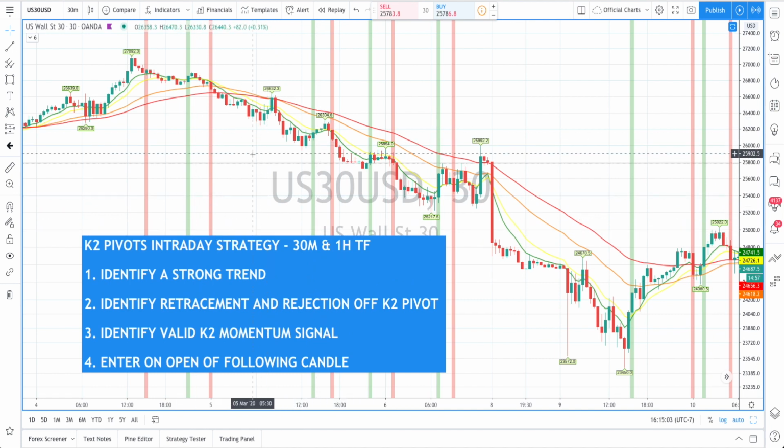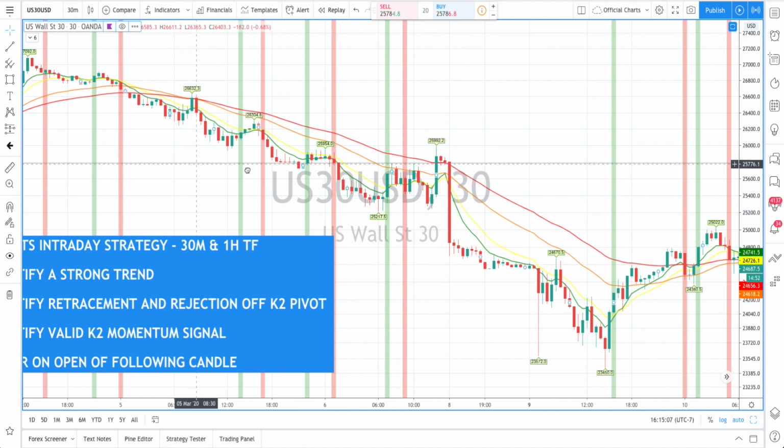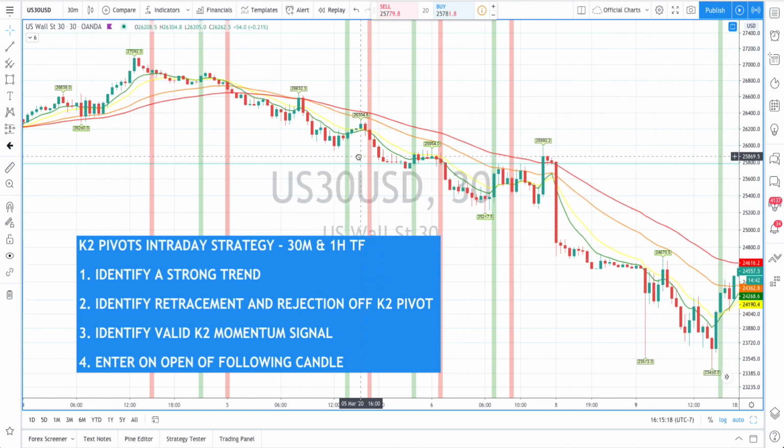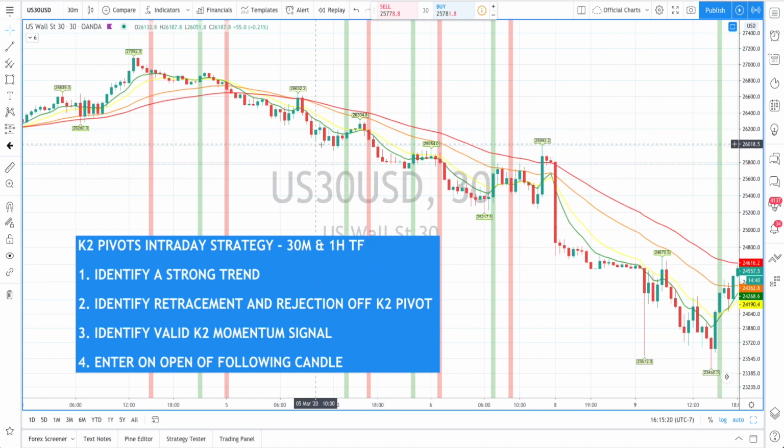Next, you want to identify a retracement and rejection of a K2 pivot. So this doesn't necessarily mean that price needs to reject directly off a pivot, like it did right here. What this really means is that price needs to retrace up into the pivot zones and retrace off and reject off one of the areas. That's just giving you confirmation that price is rejected off the pivots and then it's coming back down.